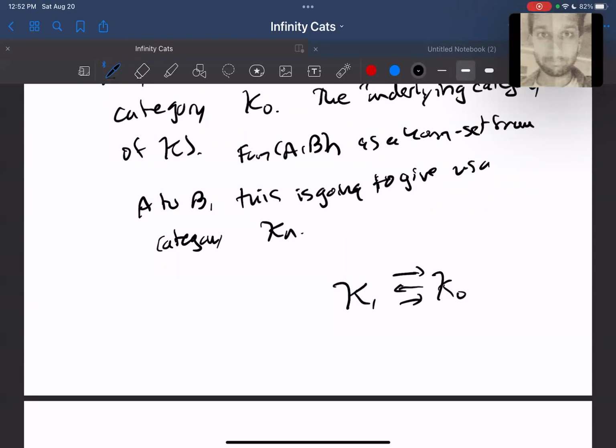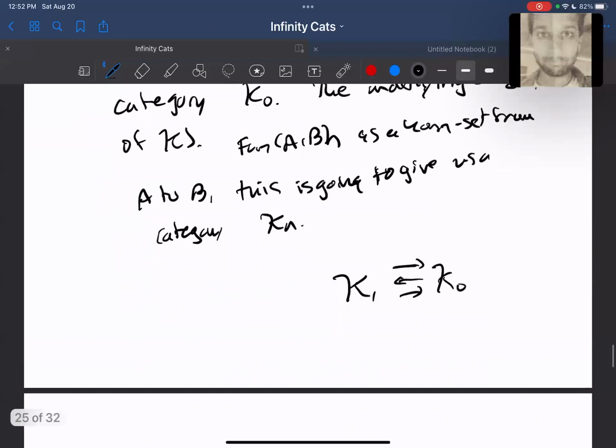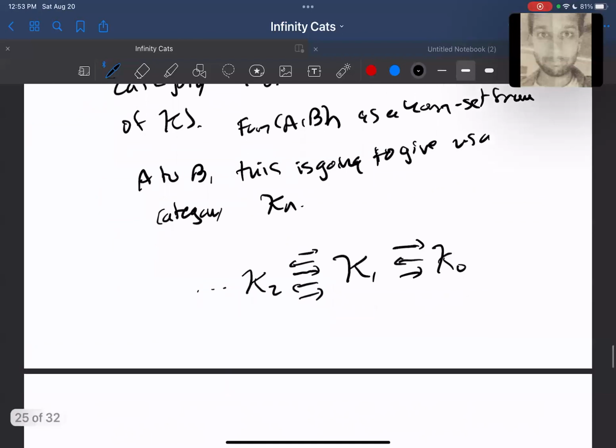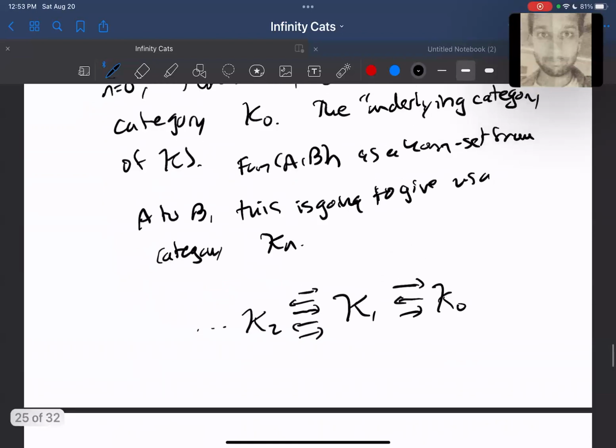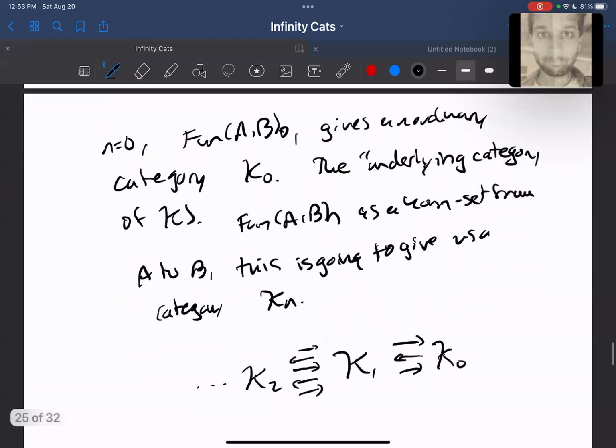So we're going to get a bunch of categories, and these are all going to have the same objects, and we're going to have all these functors that are going to be the identity on objects. Let's see if I draw this correctly. So we're going to have all these functors that are going to be our face and degeneracy maps. They're going to be the identity on objects. All of these categories are going to have the same objects. They're just going to have different hom sets. This is the same as to give the data of a simplicially enriched category.